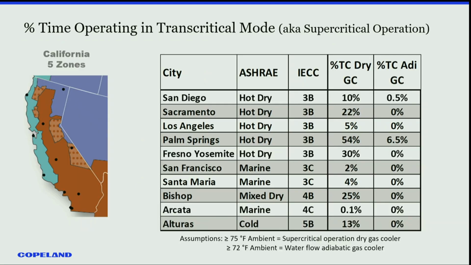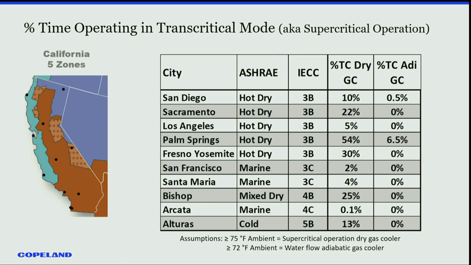But also the study that we did looked at 166 cities in the US. But for California, there's 5 climate zones that we identified using ASHRAE and IECC. So in our study, we classified them combining both. But you can see a dry gas cooler, there's no adiabatic, 8,760 hours a year. In San Diego, you'd be running transcritical about 10% of the time, 870 hours a year. Whereas Palm Springs, I already showed you what that number is. And all the way down, there's quite a large percentage, but because some areas are drier than others, you go from 25% in Bishop to 0% if you had an adiabatic gas cooler.